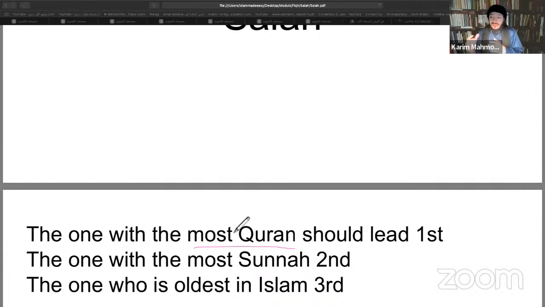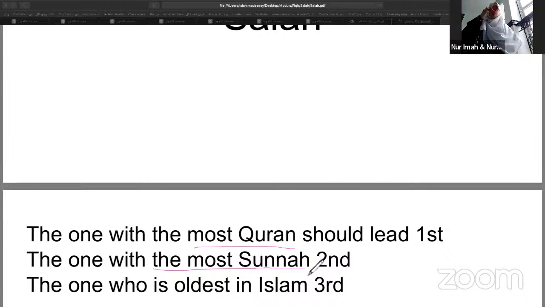What if we know the same Quran? Me and Mudathir, we know the same exact Quran. I know 10 surahs, he knows 10 surahs. Or I know 10 pages of the Quran, he knows 10 pages of the Quran. So who leads now? Rock, paper, scissors? No. The person who knows the most sunnah. What does that mean? The person who follows the way of the Prophet sallallahu alaihi wasallam more.